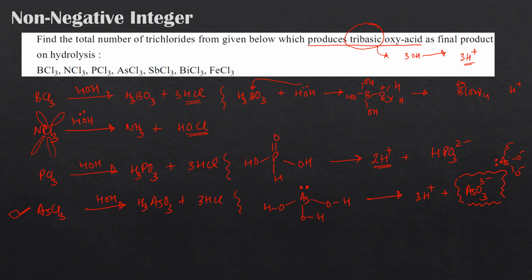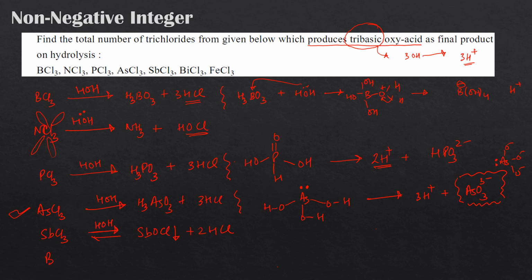Now, when we go for SbCl3, antimony chloride reacts with water, and this is basically an equilibrium. In this equilibrium, SbOCl is formed first, and 2 HCl are formed. As SbOCl is less soluble, it undergoes precipitation. Further hydrolysis of SbOCl is not known to happen.